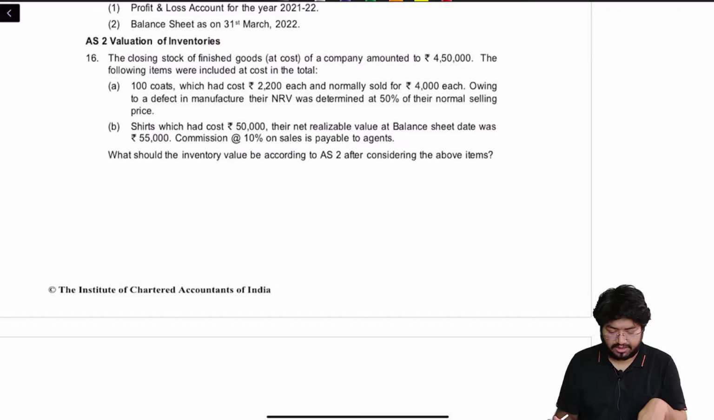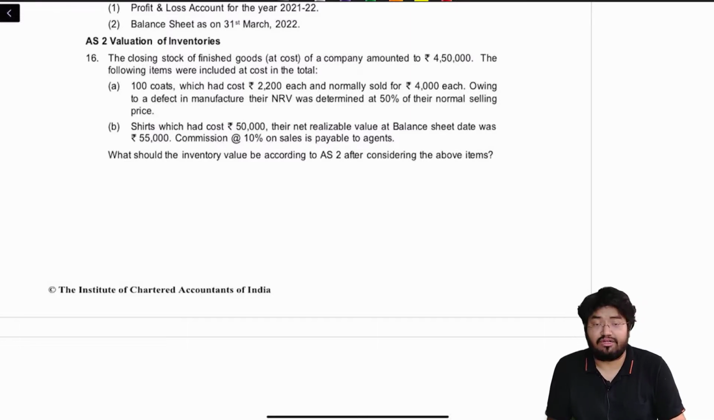So let's get ahead with 16th question. This is regarding valuation of inventories. The closing stock of finished goods of a company amounted to 4,50,000. The following items were included at cost in the total.